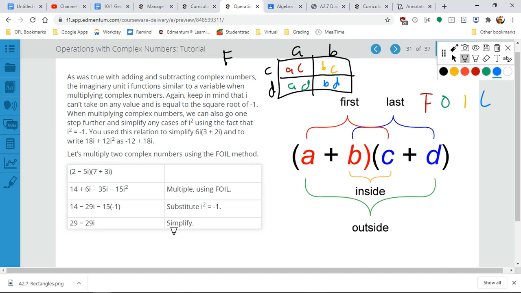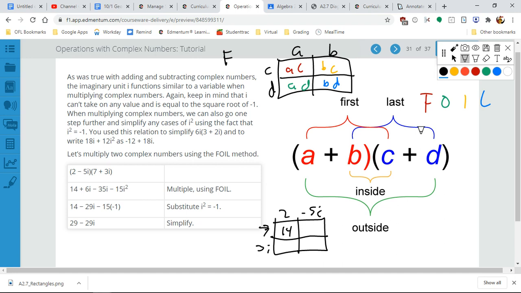All right. So they're using FOIL. Again, you can do this with the box method also if you guys like the box method. I recommend it. It just makes things easier. So if I did this by the box method, it would still work. 2 minus 5i, and then 7, 3i.